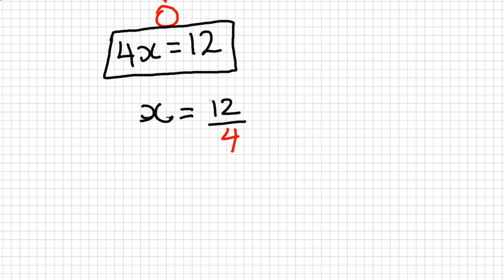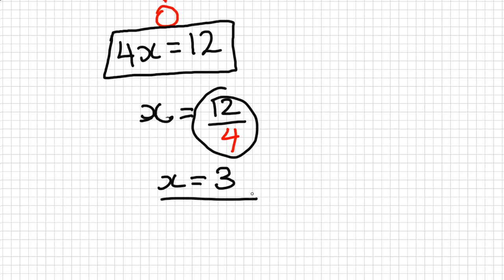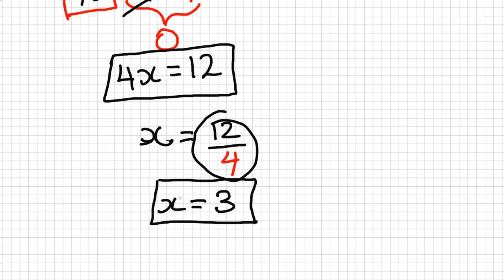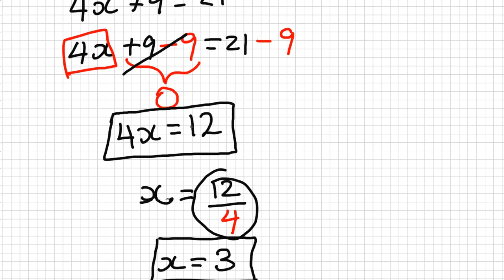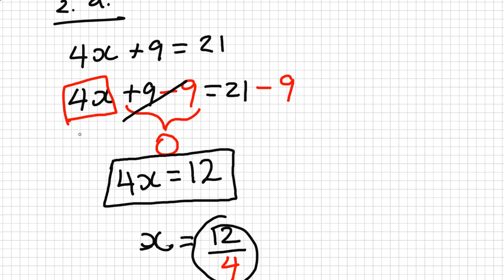Those 4's are cancelled. Now this side we have 12 over 4. So we've now worked out that x equals 12 fourths, or 12 quarters. We can evaluate that further and go 12 divided by 4 equals 3. So there's your answer, 3. We've worked that out by applying inverse operations, where our first inverse operation here was minus 9, and then our second inverse operation was to divide by 4. Remembering that whatever we do to one side of the equation, we do to the other side of the equation.